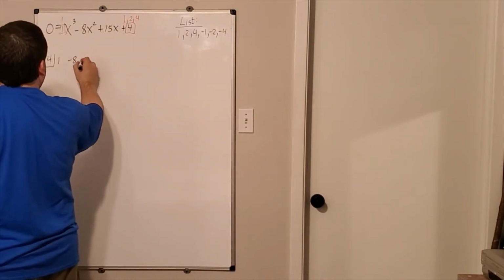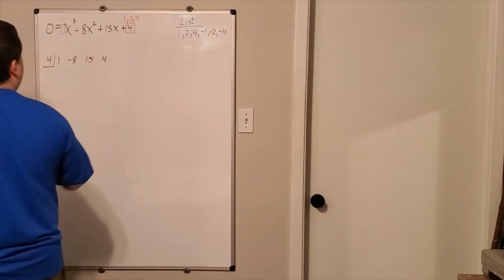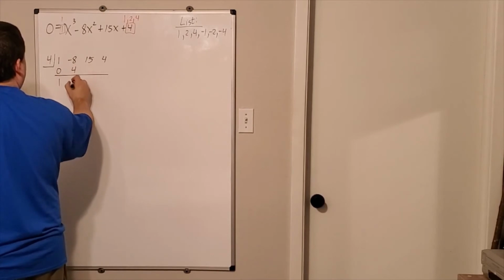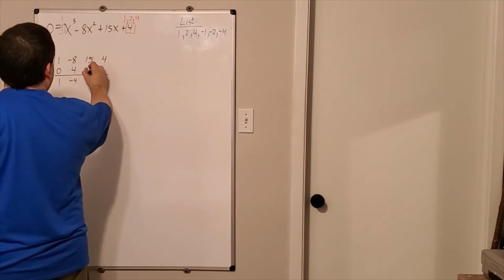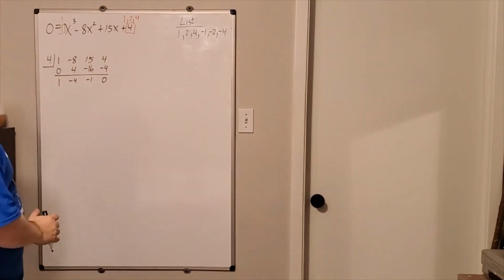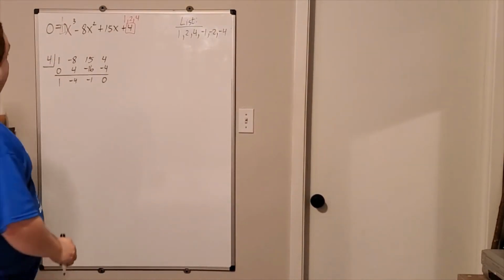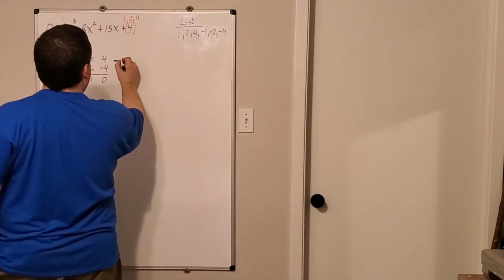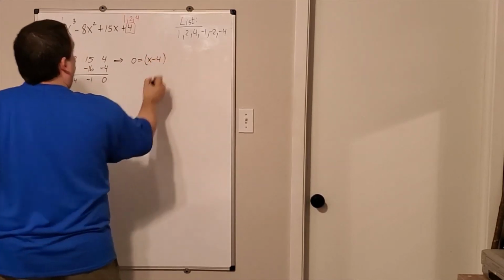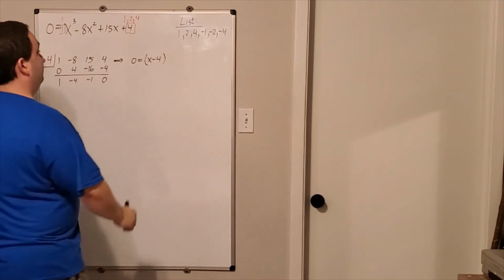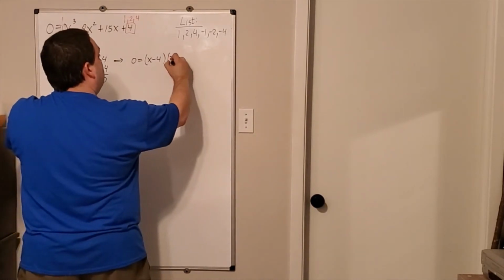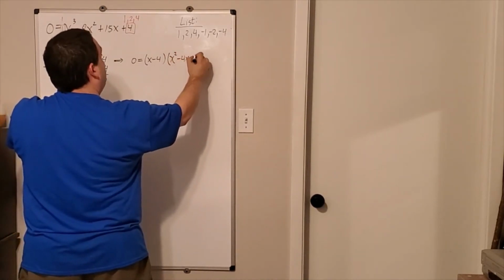1, negative 8, 15, and 4. 0, draw my line, 1, 4, negative 4, negative 16, negative 1, negative 4, 0. Okay, so let's write out what we've got here. From this, I now have 0 is equal to x minus 4, that's the thing in the box, times this thing down here, x squared minus 4x minus 1.